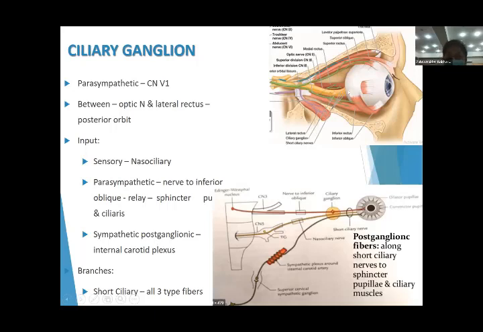Now its connections. I told you about this: every parasympathetic ganglion of the head and neck, all 4 of them.